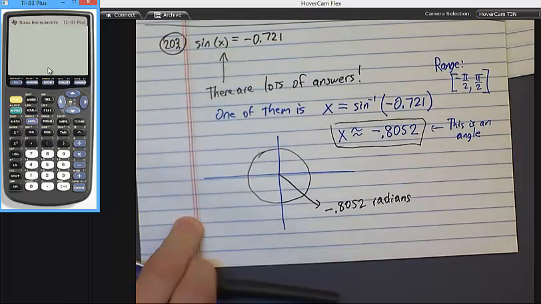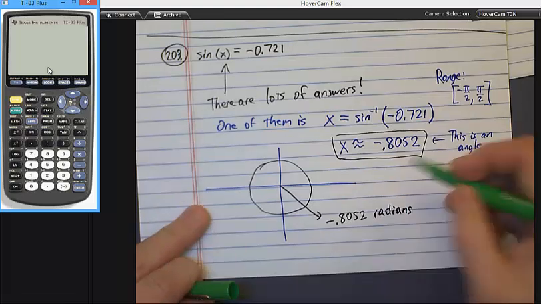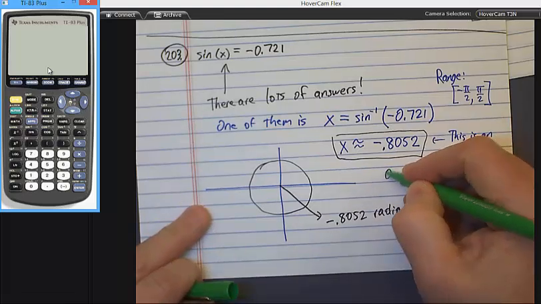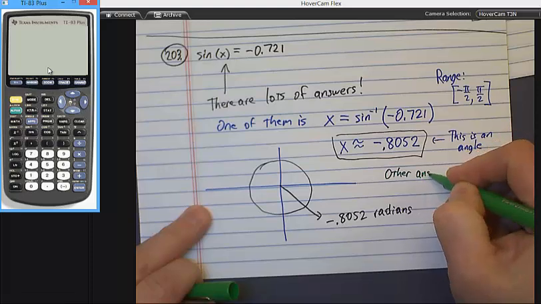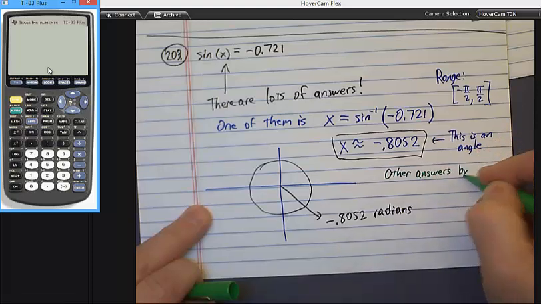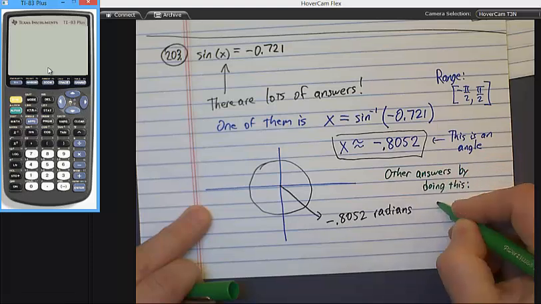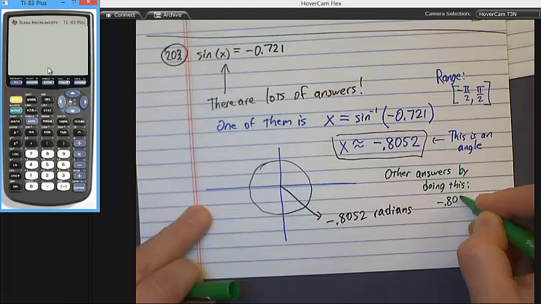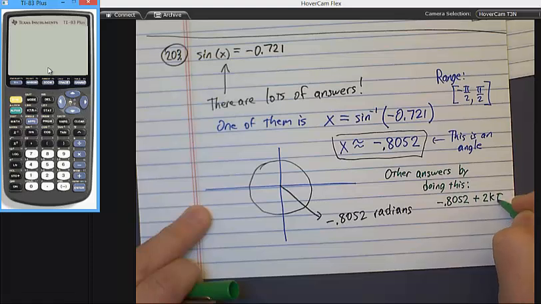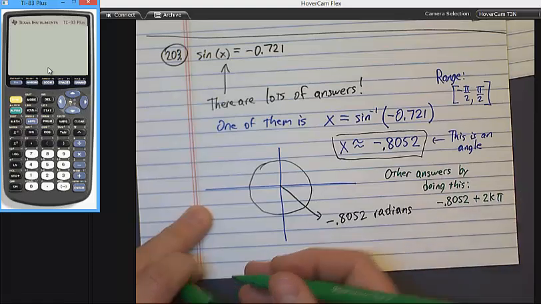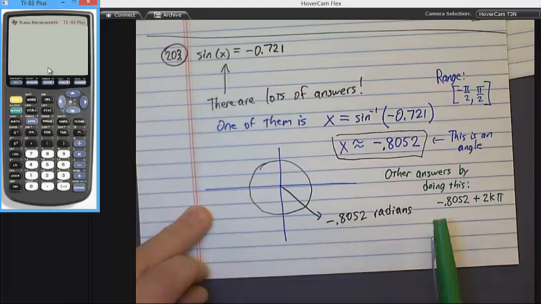By the way, if you want other angles, I can get other answers by doing this. Negative 0.8052 plus 2k pi. What am I doing there? I'm saying if you want another answer, what do you do? Go around. You go around, because that's what 2 pi radians means. And then k is whatever you want.